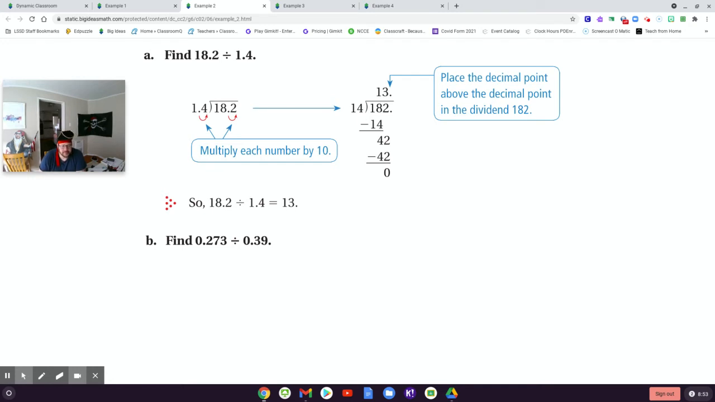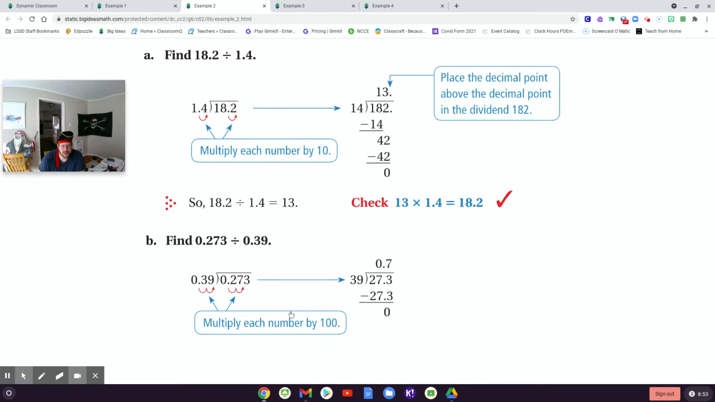Okay, go for it. All right, let's go through it. So hopefully you wrote it out like this. And 39 does not go into 27, but 39 goes into 273 exactly 7 times. Nothing left over, so the answer is 0.7.